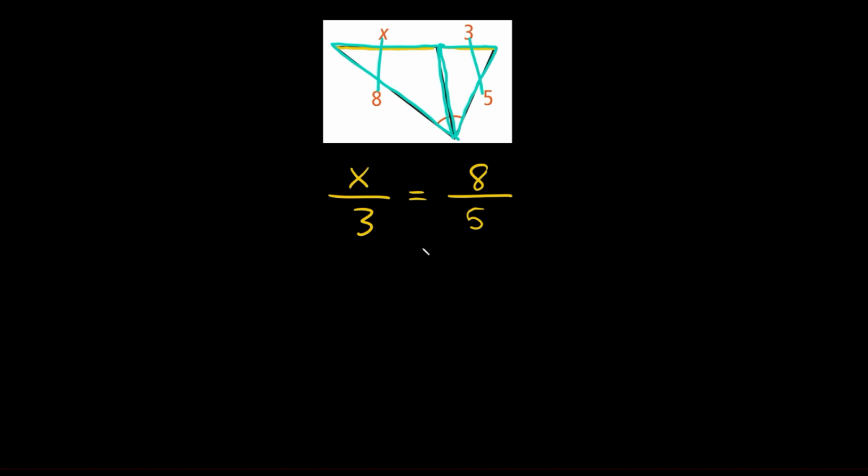Okay, so to solve this proportion, we just need to cross multiply. So we're going to say 5 times x is equal to 5x, and that's going to be equal to our other cross, 8 times 3, which is 24. Then here we can divide both sides by 5, so we get that x is equal to 4.8.